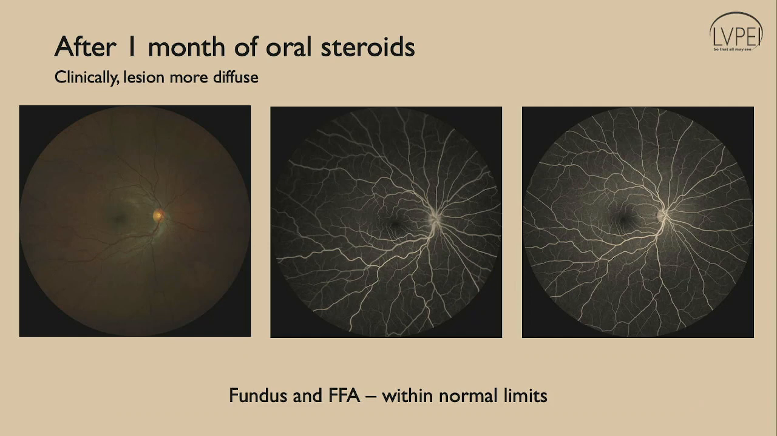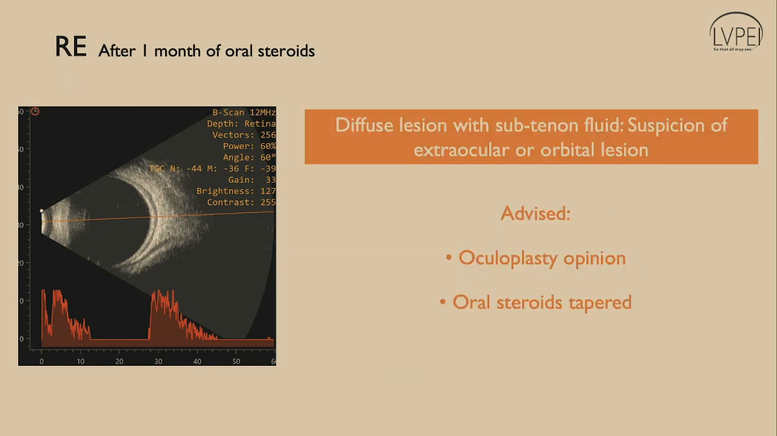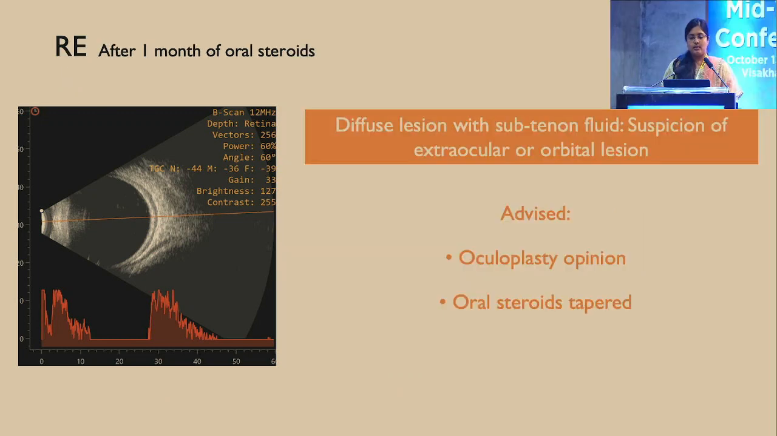Sorry, the clinical photograph is not available. The fundus examination and FFA were within normal limits. However, in B scan there was subtenon fluid in the right eye and the left eye was normal. As the lesion was diffuse on clinical examination, with suspicion of an extraocular or orbital lesion, she was advised to take an oculoplasty opinion and to taper the oral steroids.